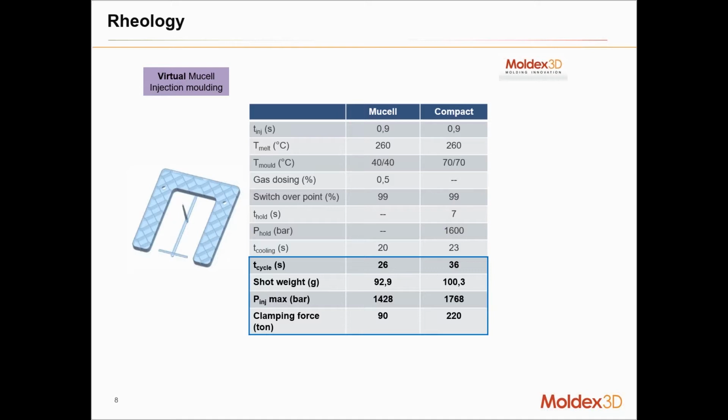In any sort of foaming process, your packing phase is replaced by the foaming, and that also helps reduce your cycle time. And that's what you see here. That's why you see a difference between your cycle times and, of course, your shot weights.